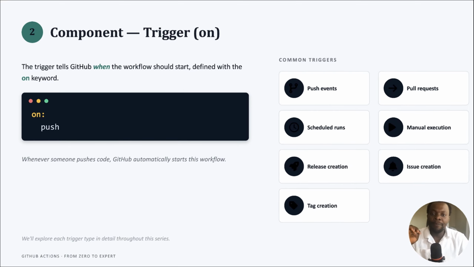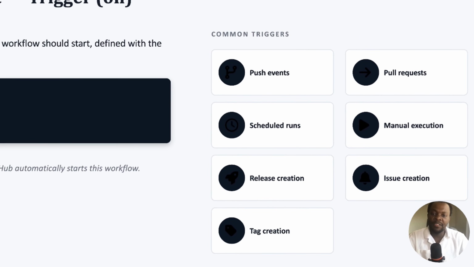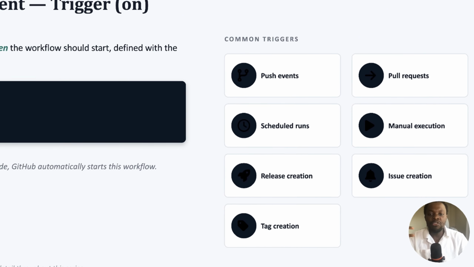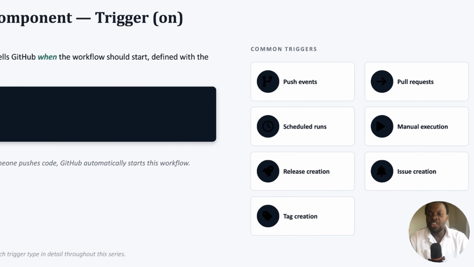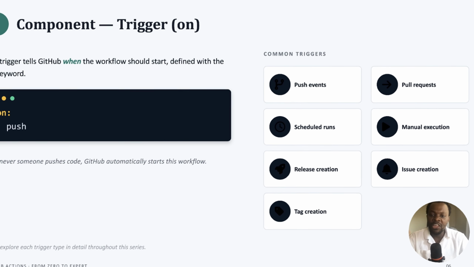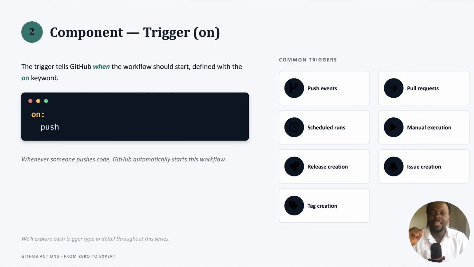GitHub supports many different triggers. Some of the most common ones include push events, pull requests, schedule execution, manual execution, release creation, issue creation, tag creation, and many more. We will explore each of these triggers in detail throughout this series.